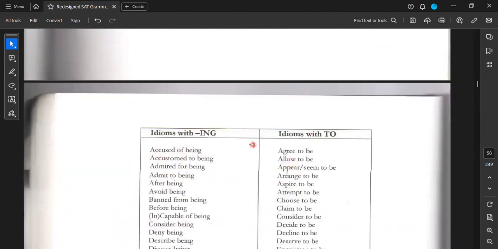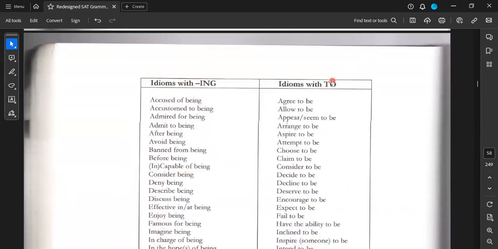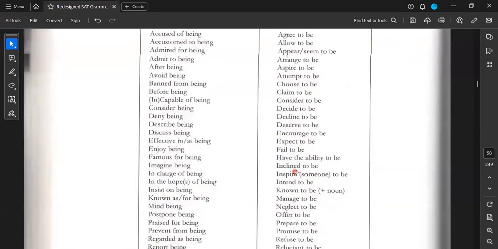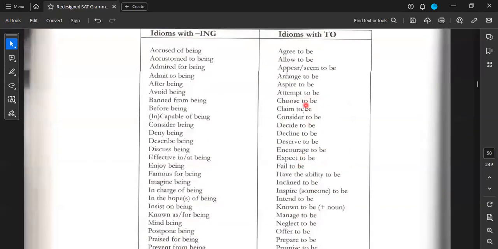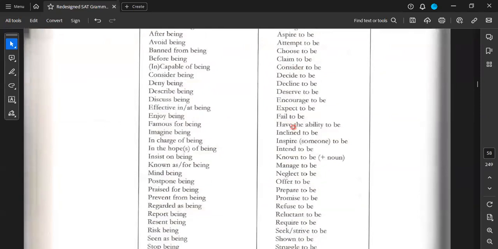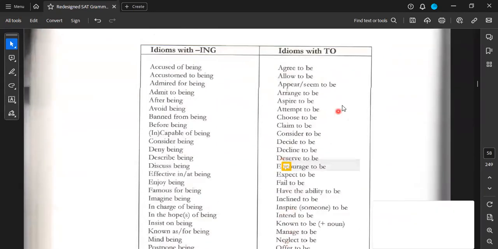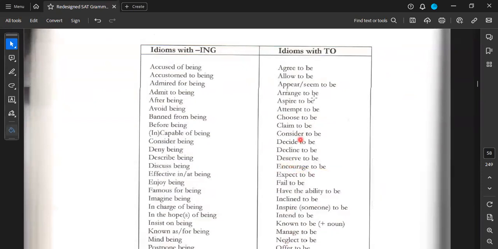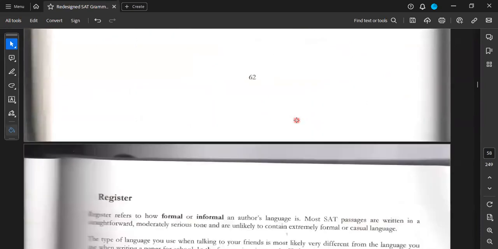Some common idioms that use "-ing", for example: accused of being, consider being, describe being. You have idioms that use "to", like decline to, decide to, claim to, neglect to, prepare to be. You can look at them, but you do not need to memorize them. You can answer it kind of by ear, and if you've been speaking English for a while, this shouldn't be hard either. But those should be a good list for you to refer to.